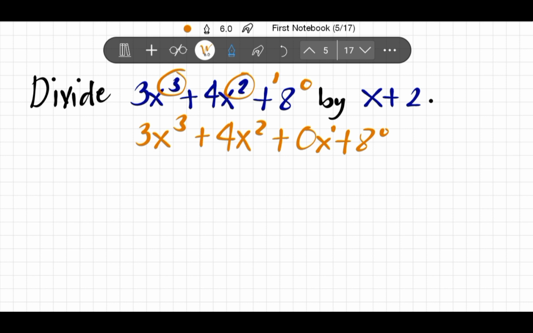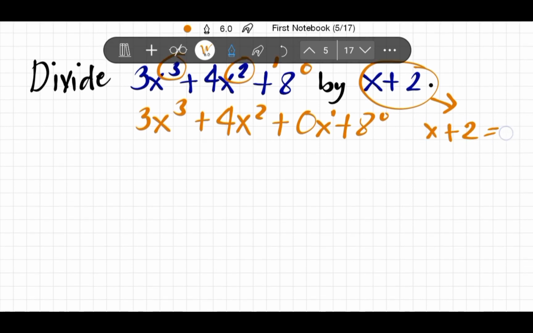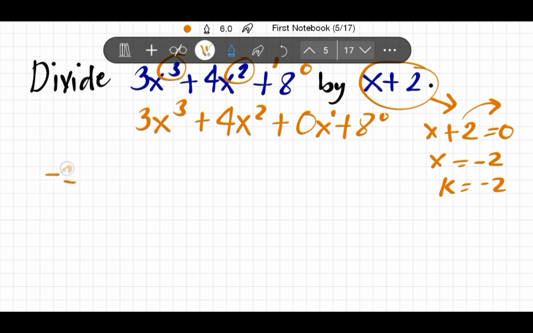So now, next is you write the value of k. So to find the value of k, again, this is your divisor. So you can equate it to 0. So x plus 2 equals 0. So using addition property of equality, or what you call transpose, we will transpose 2 going to the left. So it will become negative 2. Since x is equal to negative 2, the value of k is also equal to negative 2. So we will write here negative 2.